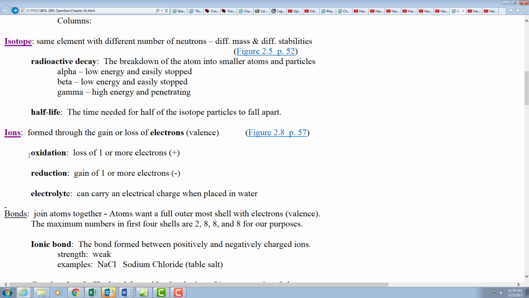Now some terminology here. Oxidation is going to be our term for the loss of one or more electrons, and it's going to make something positively charged. Reduction is the gaining of one or more electrons and will cause something to become negatively charged. Now if you have a problem with that second definition, good. Reduction is the gaining of one or more electrons.